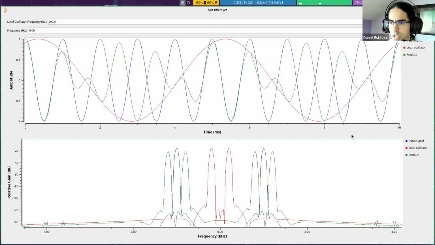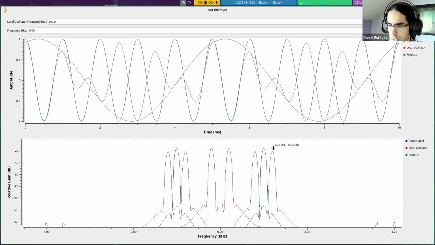And then the question is, how does this shape actually look like in the spectrum? And we see that there are these four peaks. So we have 800 hertz, 1200 hertz, and then the negative equivalents of these, which we always get because of how the Fourier transform works. So the question is why we get 800 and 1200, and you can notice that these are 1 kilohertz plus 200, which is this 200 frequency, and 1 kilohertz minus 200.